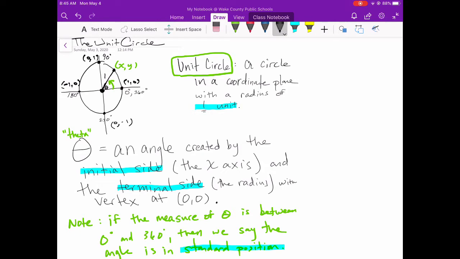So if the measure of an angle theta is between 0 and 360, then we'd say that angle is in standard position. So it's on this circle. If I gave you something like a negative angle or an angle that's bigger than 360 degrees, we could still treat that like any of these angles in standard position. We just either add or subtract 360 until it's in standard position.